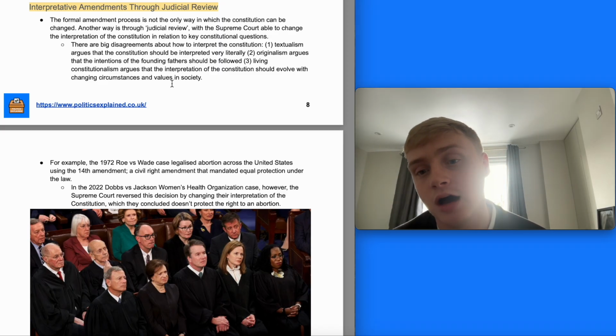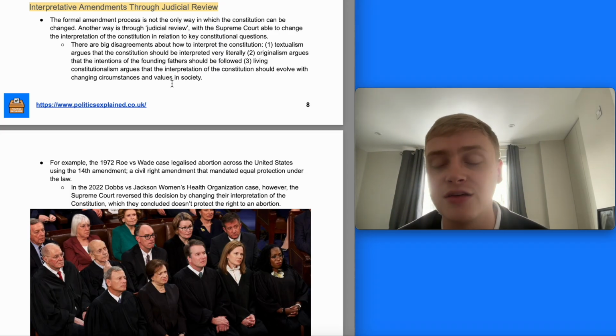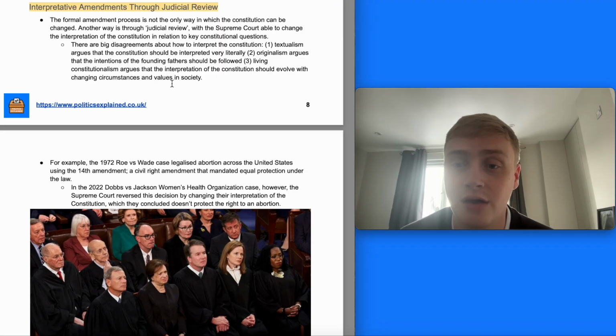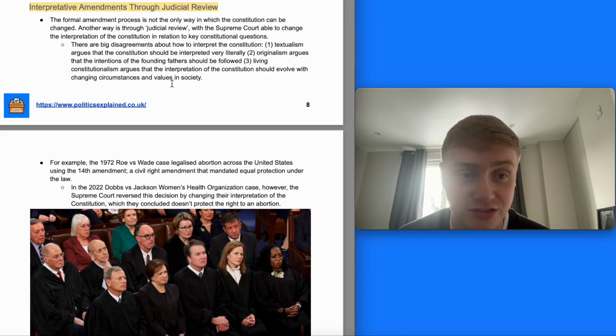When we look at the Supreme Court part of the course, we're going to look at these in a lot more detail, but effectively the first two are more likely to be supported by conservative justices, whilst the latter is more likely to be supported by liberal justices.